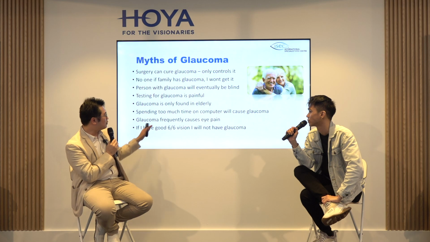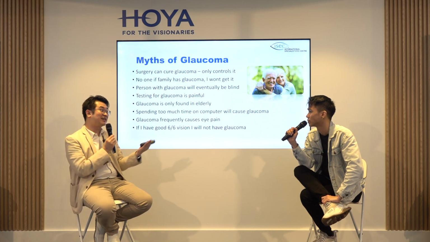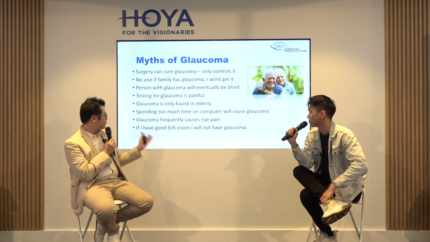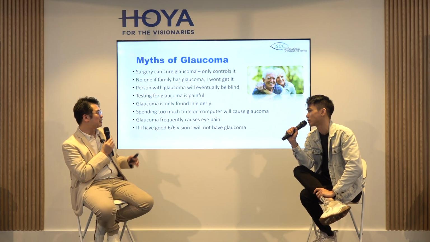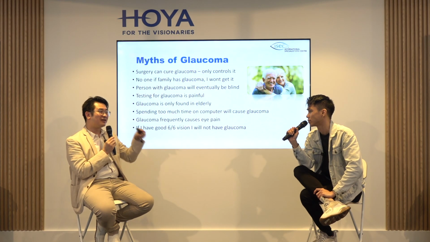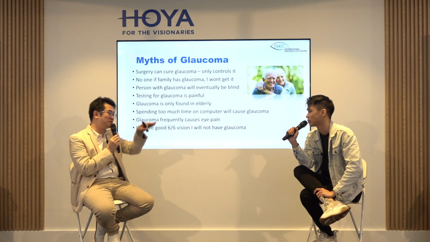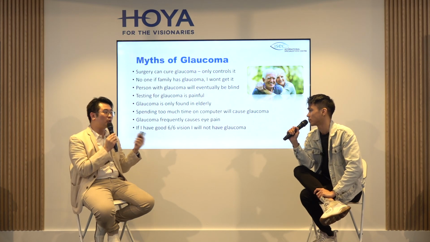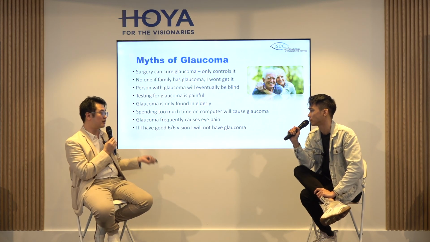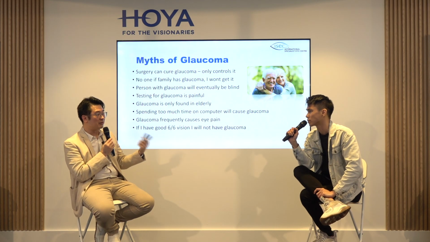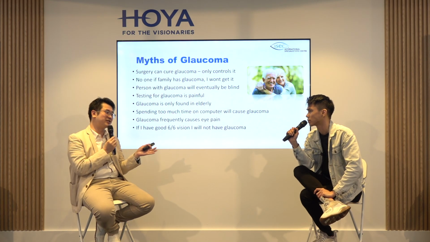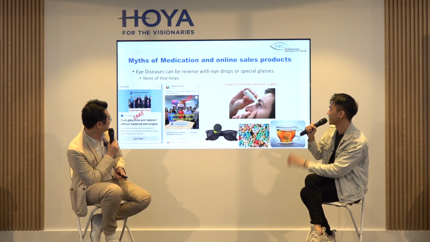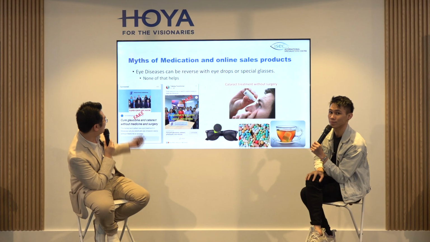Glaucoma frequently causes eye pain? Like I said, it's a silent thief. You don't really know it until they take it away from you. And if you have good 6/6 vision, it doesn't mean that you have no glaucoma. Actually, like I said, the center is still preserved until the end. So you feel a bit dim, and you probably don't know it until it's too late. So you should get screened for it, especially when your mom and dad have it, you better go and check. All right. This is one of the very interesting things. Now, we actually get a lot of this nowadays.